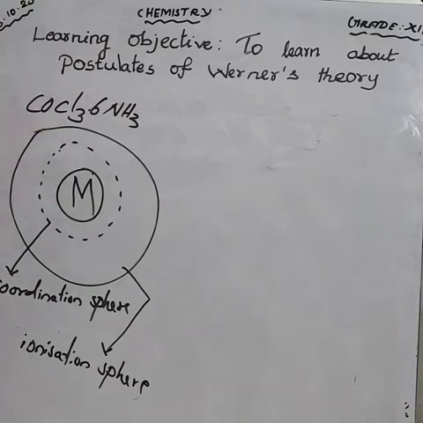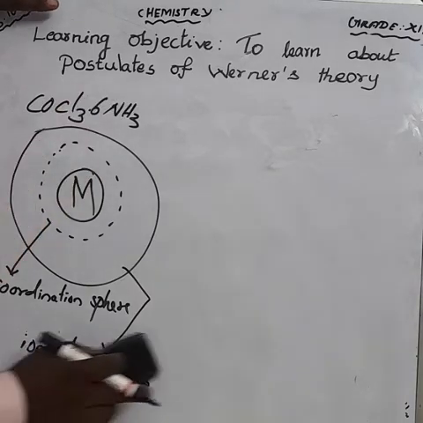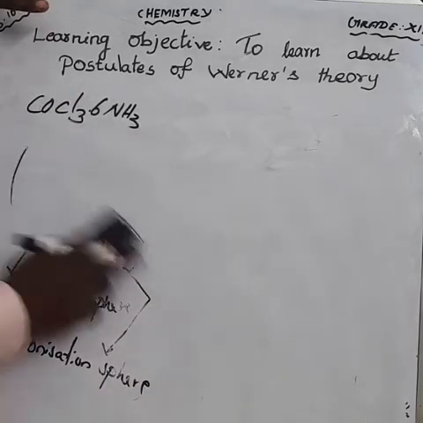About the outer sphere, the groups present in this sphere are loosely bound to the central metal ion. Anyhow, we can look at an example of this. How do we explain the example?